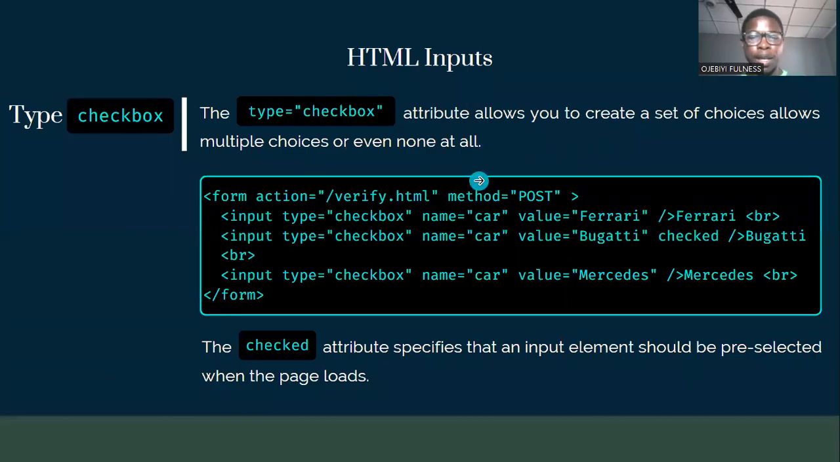So our type checkbox. The type checkbox allows you to create a set of choices, and it even allows multiple choices, so even none at all. We're going to be demonstrating that in our text editor.